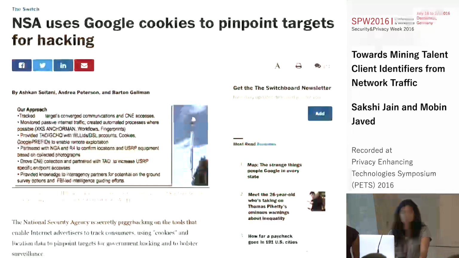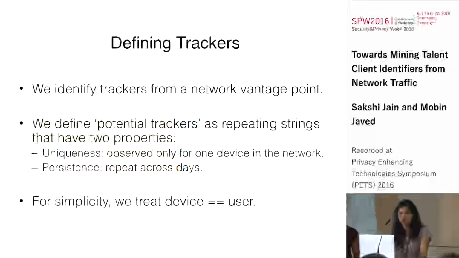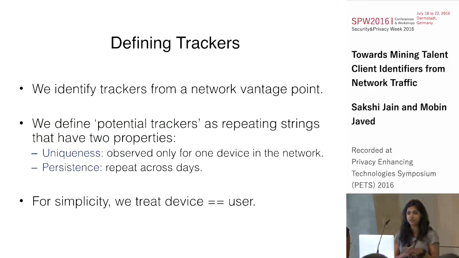Okay. So before diving into what we do and how we do it, I want to define trackers from our perspective. So note that all of this is from a network vantage point. The definition of trackers for us is any piece of string that can uniquely and persistently define you as a user or a device. By uniqueness, it means that no other system should have the same string, and by persistent, it means that the string should exist for more than certain minimum period of time. For simplicity in this project, we consider device and user very similarly, and this is an assumption clearly because one human can be using multiple devices.